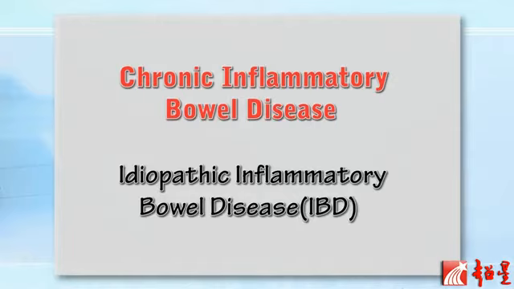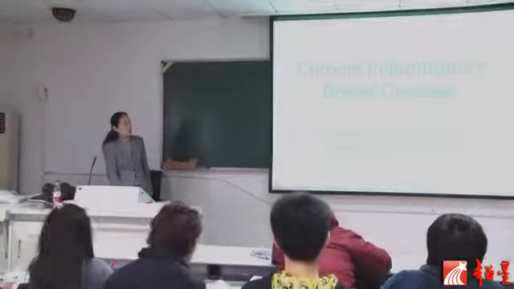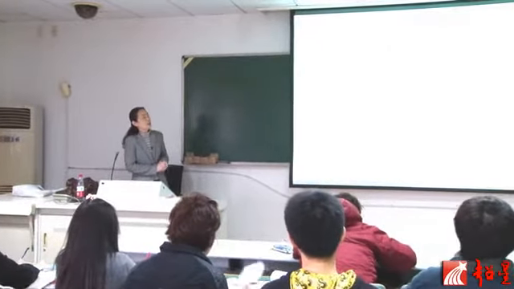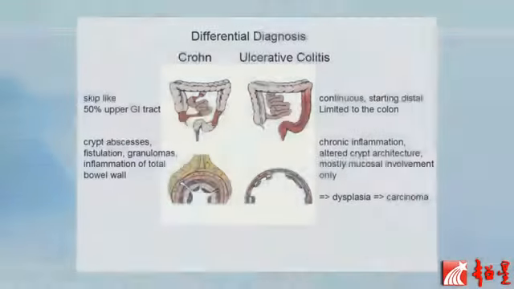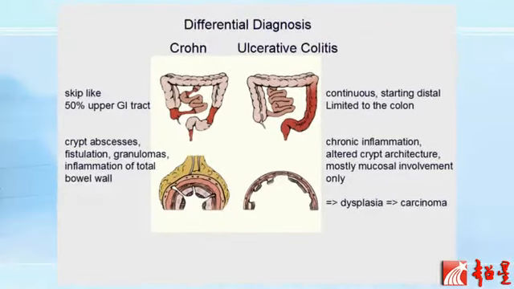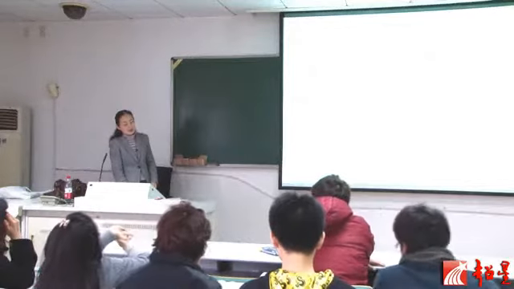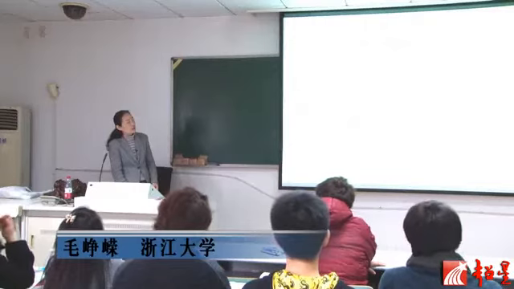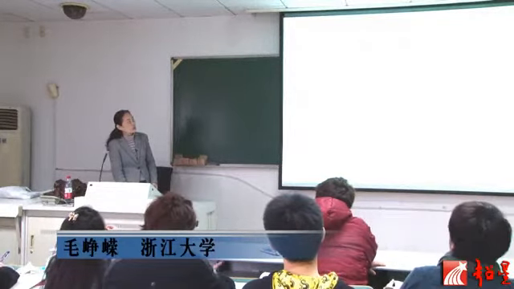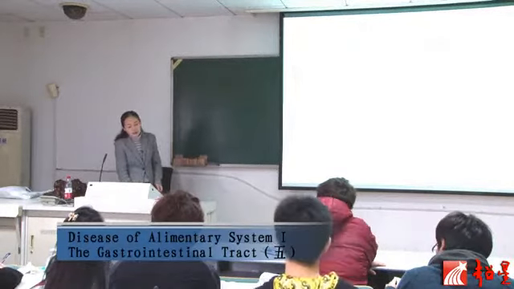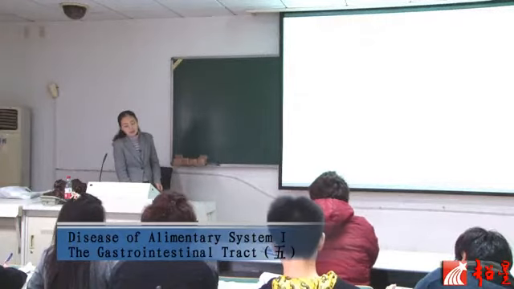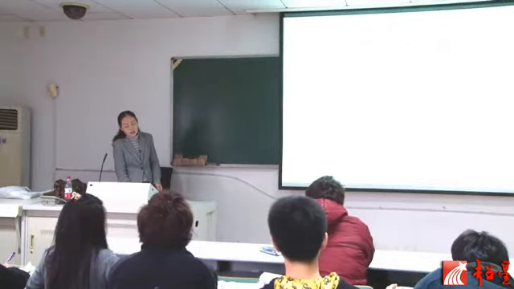Okay, now let's see the important part, the chronic idiopathic inflammatory bowel disease: Crohn's disease and ulcerative colitis. This picture shows us the difference between Crohn's disease and ulcerative colitis. In Crohn's disease, the lesion is skip-like, not continuous, and half of these cases occur in the upper gastrointestinal tract. But in ulcerative colitis, the lesion is continuous, starts distally and is limited to the colon.